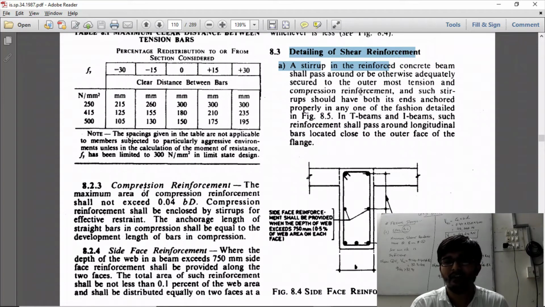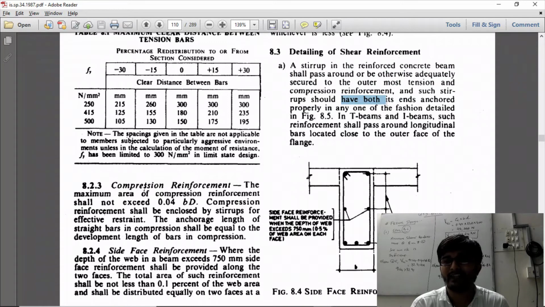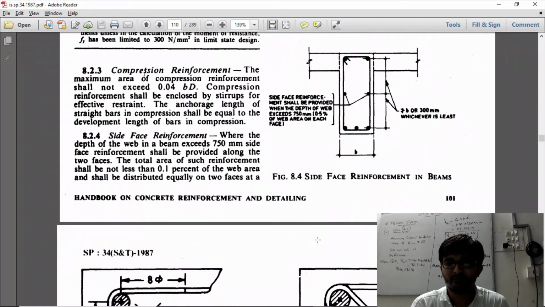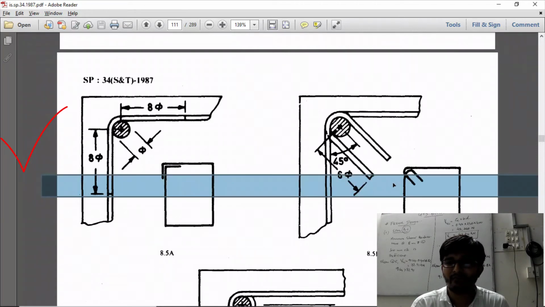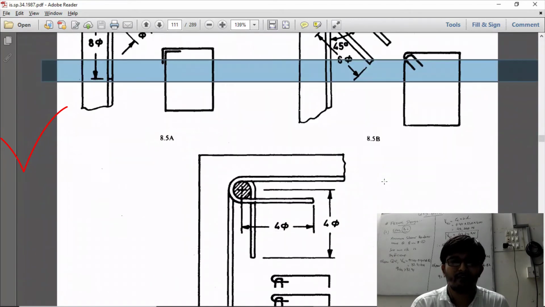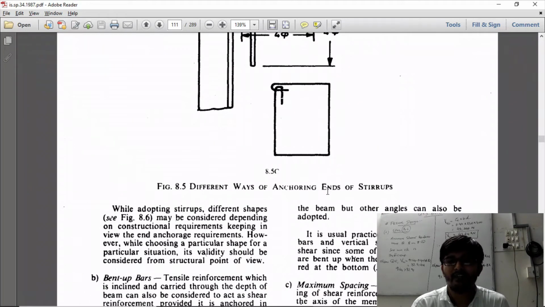A stirrup in the reinforced concrete beam shall pass through or otherwise be adequately secured to the outermost tension and compression reinforcement, and such stirrups should have both ends anchored properly in one of the fashions detailed in figure 8.5, right? So this is figure number 8.4, this is figure number 8.5. Either you can anchor your stirrup bars like this, or like this, or you can anchor it like this also. There are three options given, different ways of anchoring the ends of a stirrup.